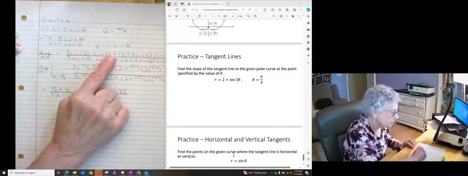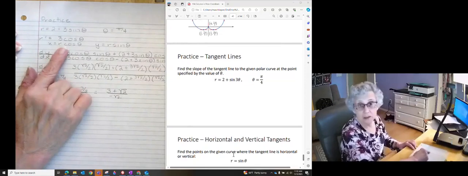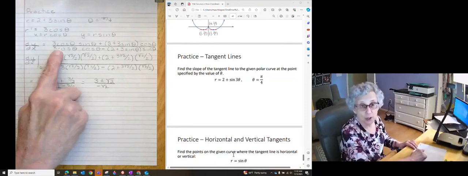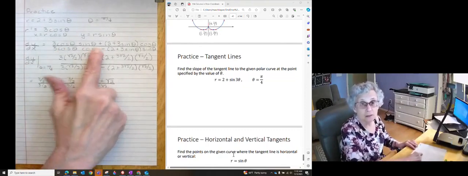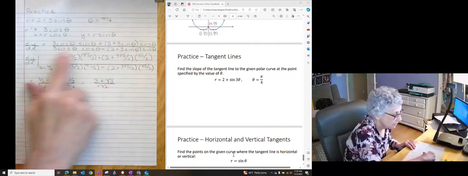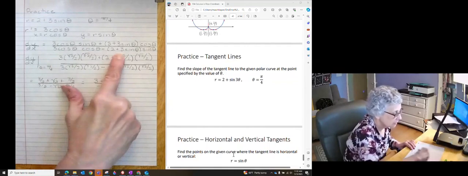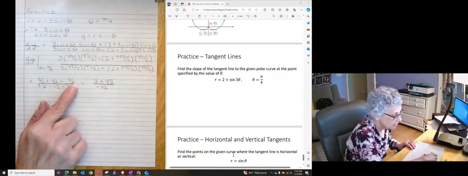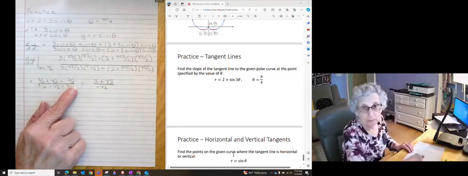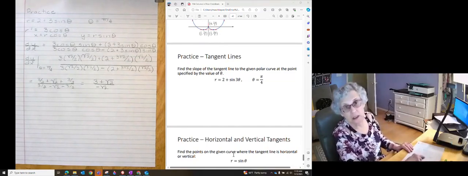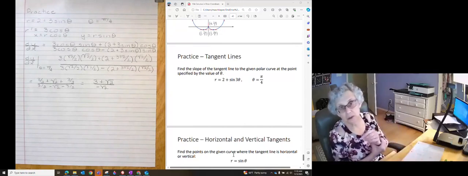So I just wrote down x is r cosine theta, y is r sine theta. I wrote down r primed. I wrote down r. So r primed sine of theta plus r cosine theta, r primed cosine theta minus r sine theta. Then I plugged in pi over 4. And since cosine and sine are both square root of 2 over 2, it was really easy to plug it in.